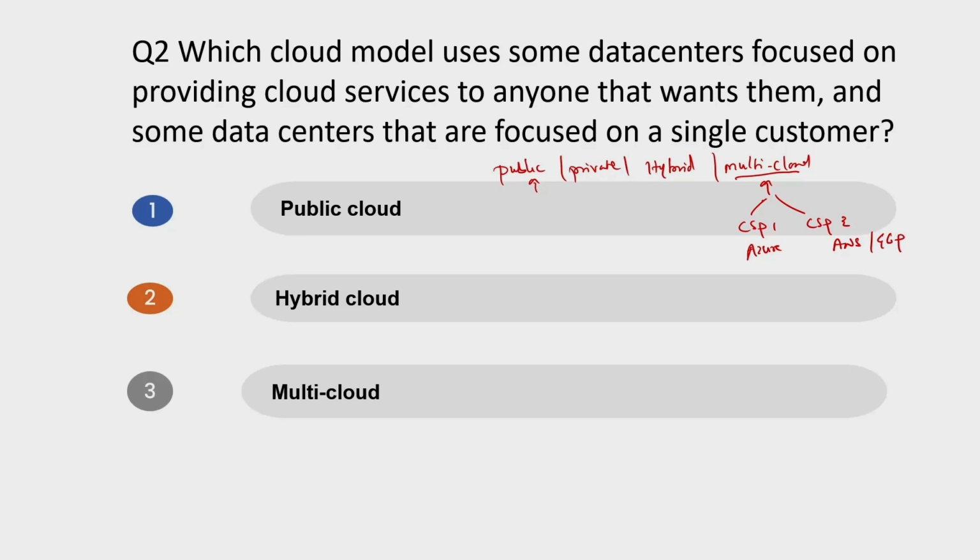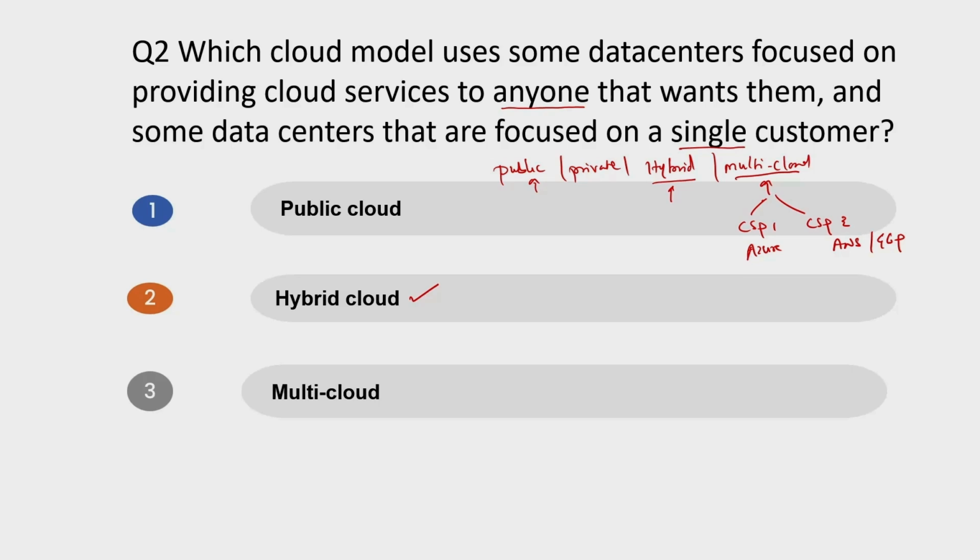Now, in this particular question, the keyword is anyone. Anyone means public. And another keyword is single customer. So there is public and there is also a single customer. So it is a combination of both public and private. So that means this will be the right answer. So this is the right answer.